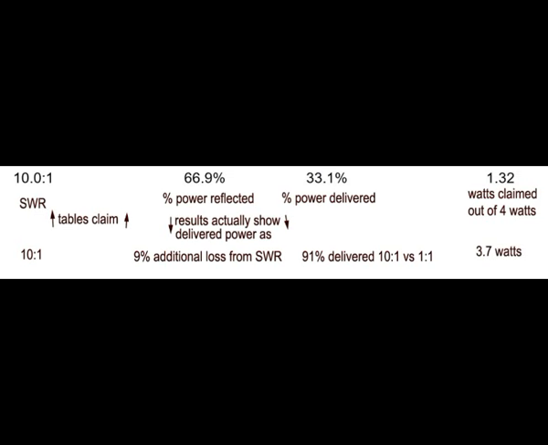So while the table predicted that we're only going to deliver about 33% of our transmitter power to the load, we actually delivered around 91%. Now this is going to vary with the type of cable and how long the cable is and everything, but it shows that these tables are really being misused.